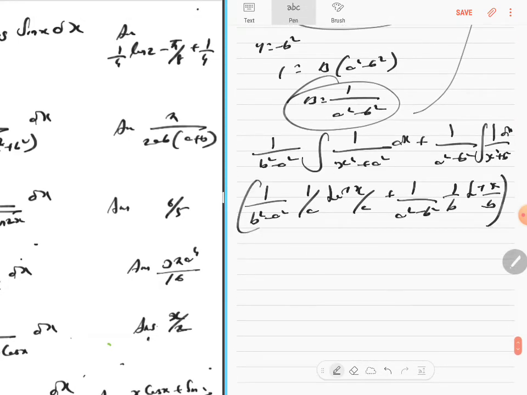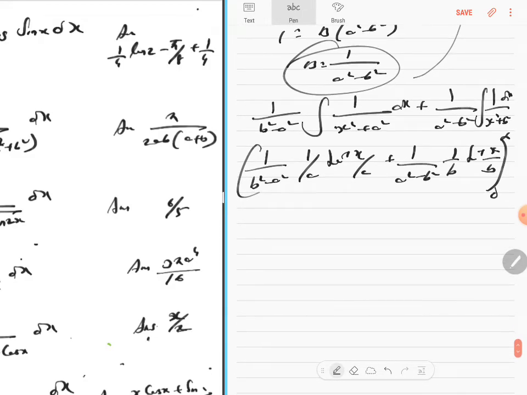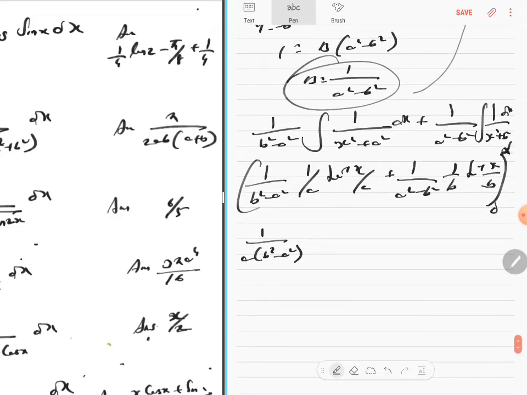So then it's 1 by a into b square minus a square, tan inverse of infinity, tan 90, right? Tan inverse of infinity will be 90 degrees. So it will be pi by 2a, plus 1 by a square minus b square into 1 by b into again tan inverse of infinity. So it's pi by 2b. So this upper limit is sorted, lower limit will be 0. So this is my answer.